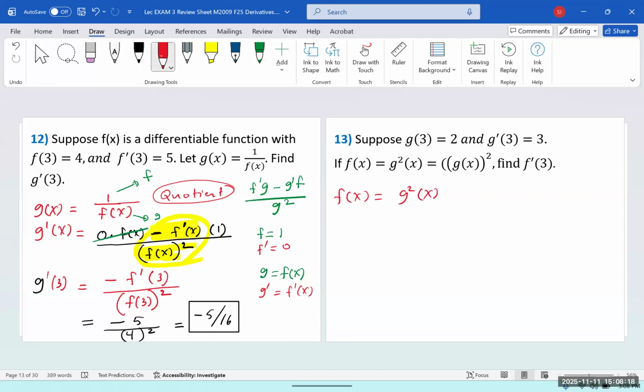But what does that mean? It means your g of x and you're squaring the entire thing. This is what g square of x means. It's not g squared times x, it's g of x whole thing squared. So in other words, f of x is g of x squared. And they want you to find what is f prime at 3.